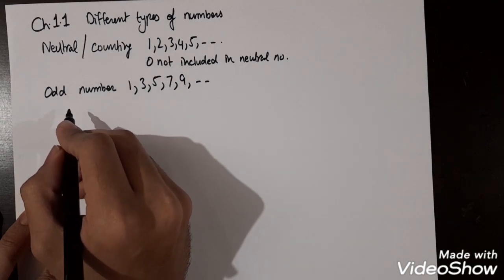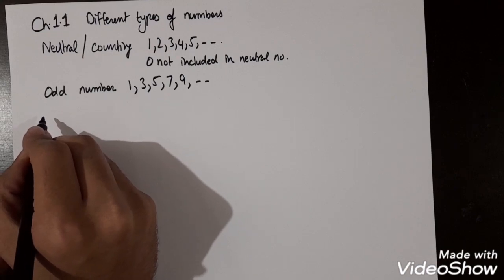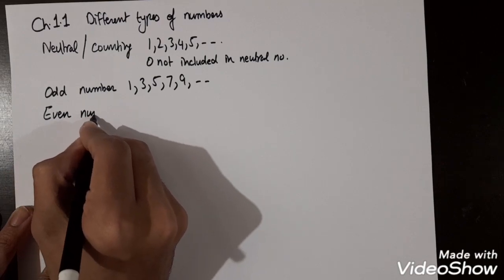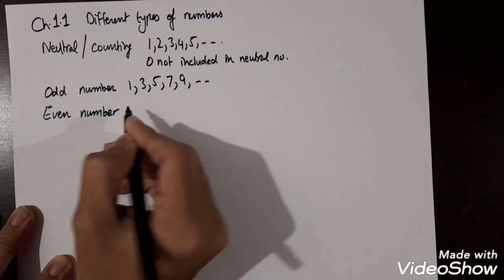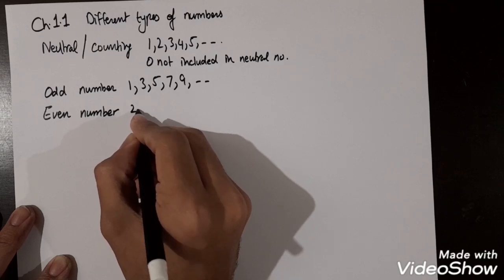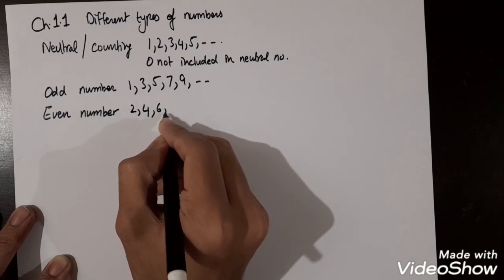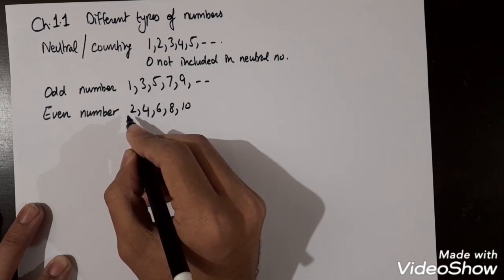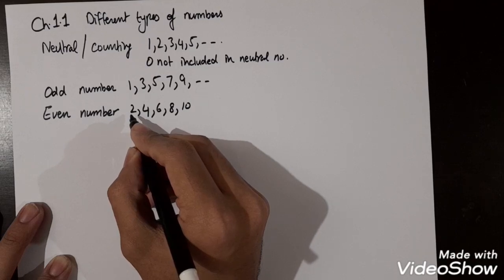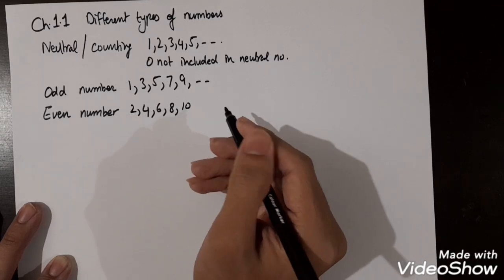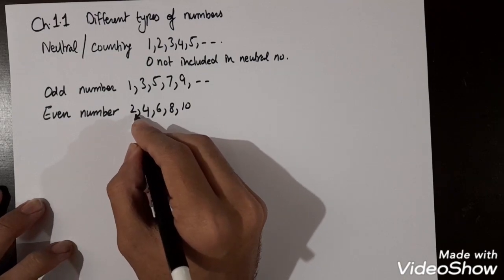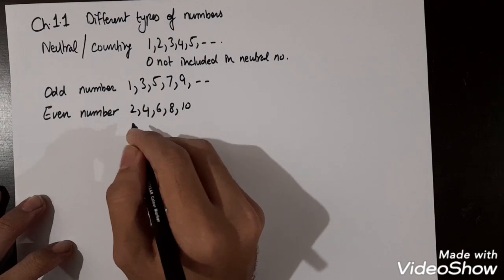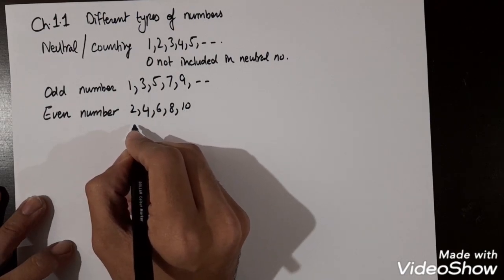Then the third type of number is even numbers. These numbers are 2, 4, 6, 8 and 10. These numbers can be divided by 2, but they cannot be divided by odd numbers. So 2 divided by 2 will be 1. If we divide these numbers by 2, we will get the answer in whole numbers.